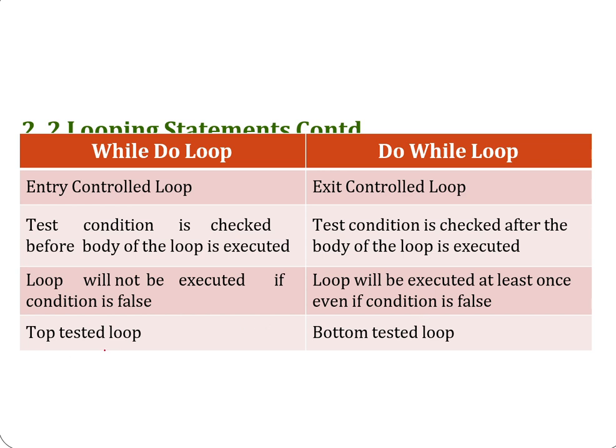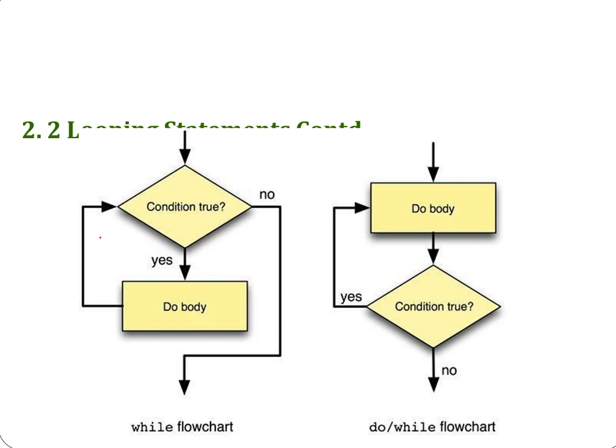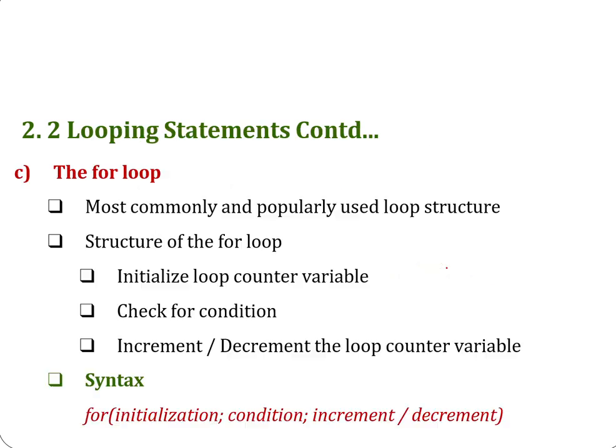And based on the nature of its flow, it is known as top tested loop, or you can say it as an entry control loop, and this is known as bottom tested loop, or it is exit control loop. Okay, so this is the flow. So here condition is true, it will go for the body, and here it will do the body and it will check the condition, and then if needed it will continue in the loop.